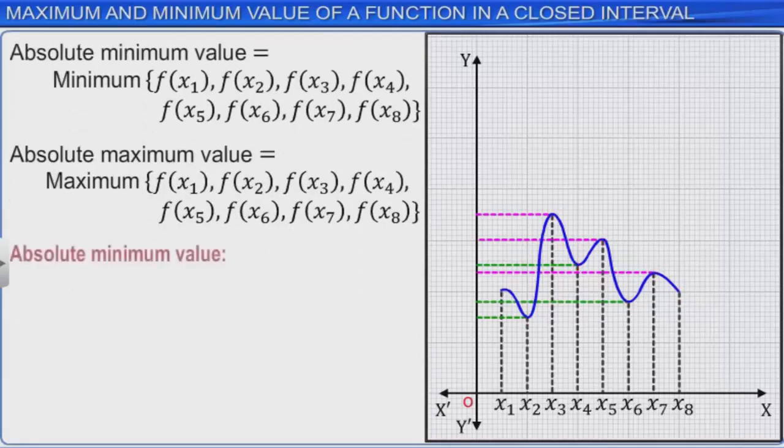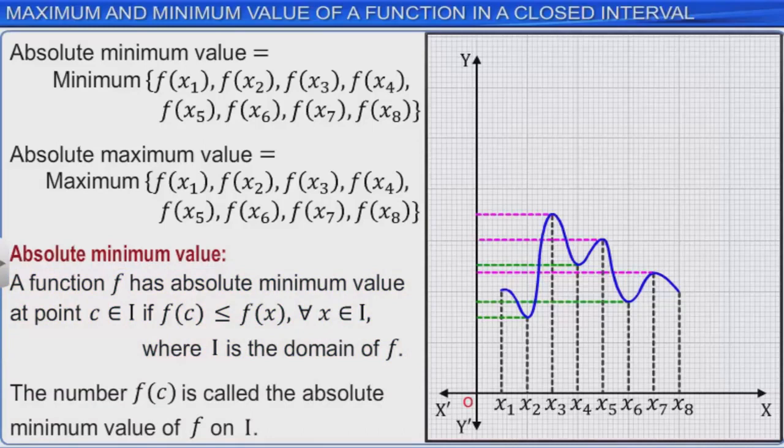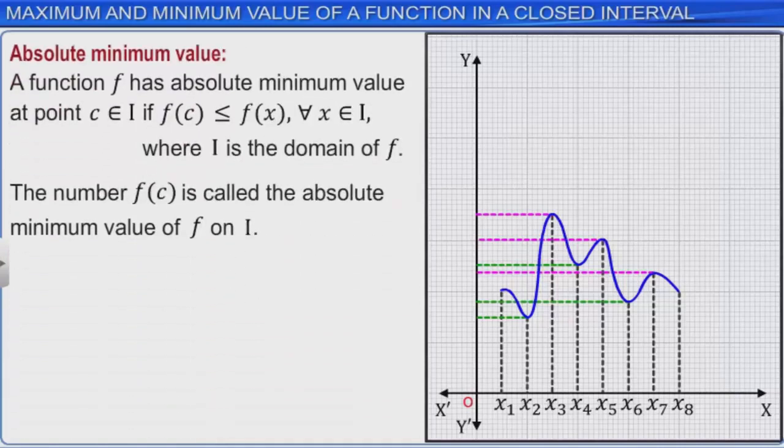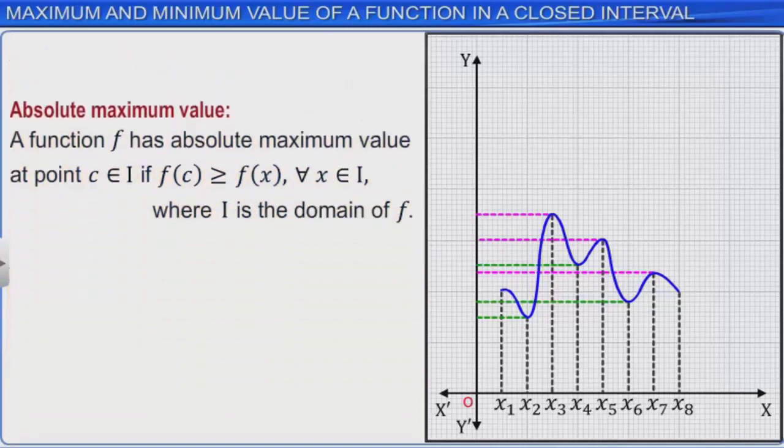Mathematically, a function f defined on a closed interval I is said to have absolute minimum value at a point c in I if f of c is less than or equal to the value of f at any other point on I. The number f of c is called the absolute minimum value of f on I. Similarly, a function f defined on a closed interval I is said to have absolute maximum value at a point c in I if f of c is greater than or equal to the value of f at any other point on I. The number f of c is called the absolute maximum value of f on I.